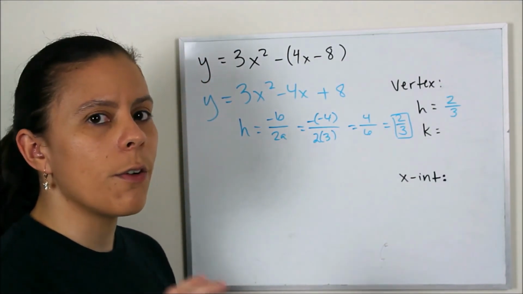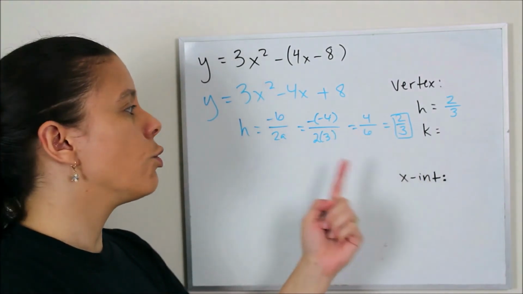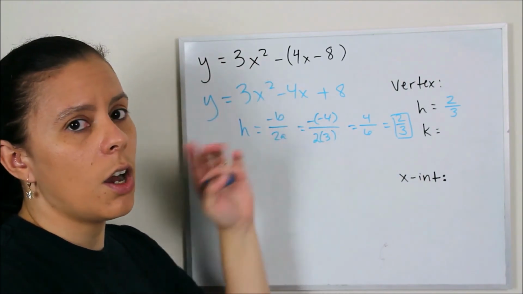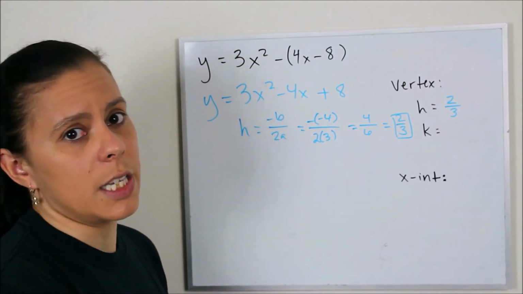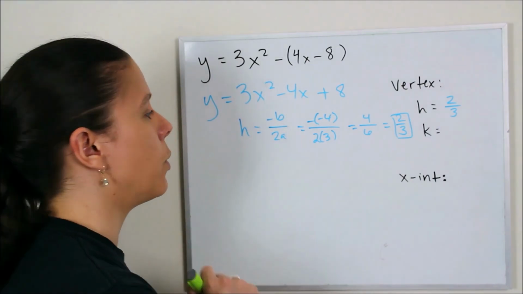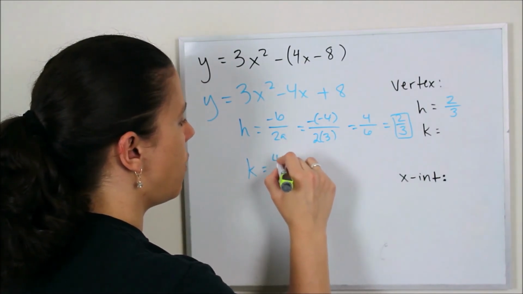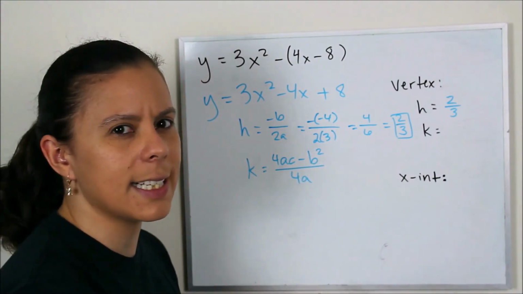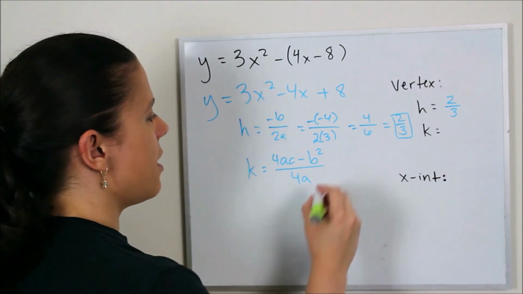Now, this is one of the few times that I would actually use the formula for k to solve for k instead of just substituting the 2/3 inside of the function or the equation, because it'll probably be just easier, especially if you're not really comfortable with fractions or you really don't like them. You can avoid them by doing that. So k would be equal to 4ac minus b squared over 4a. I think I said 2a in one of the previous examples. I apologize. It's 4a. All right.